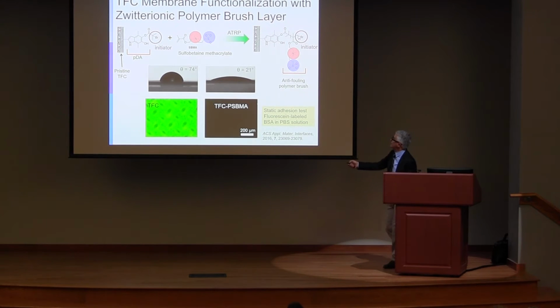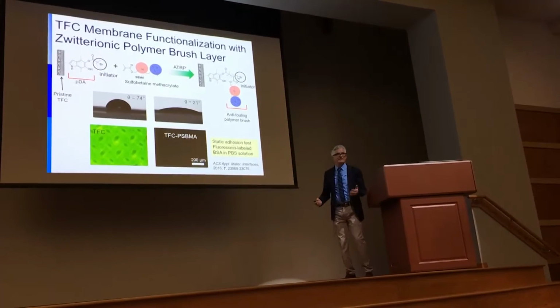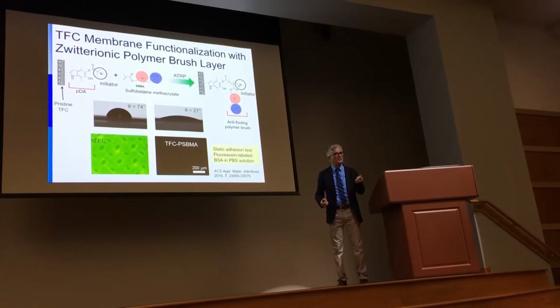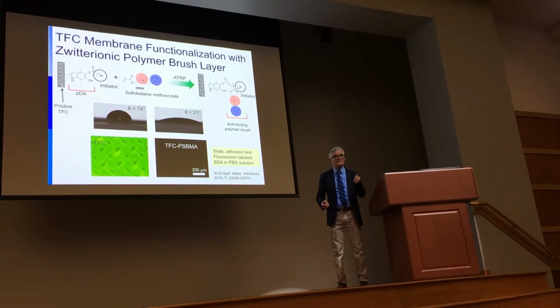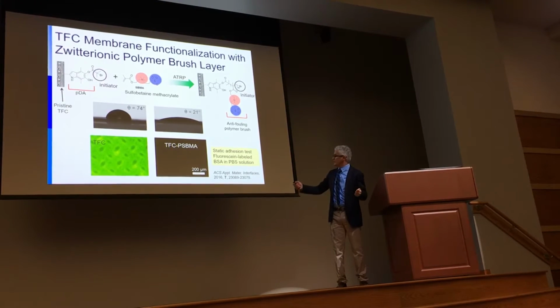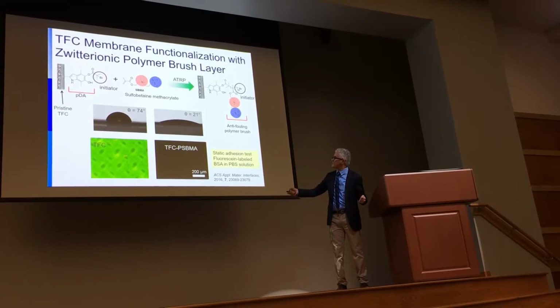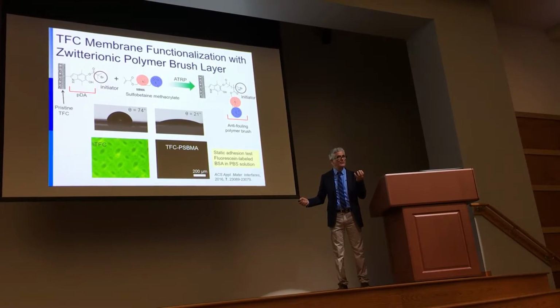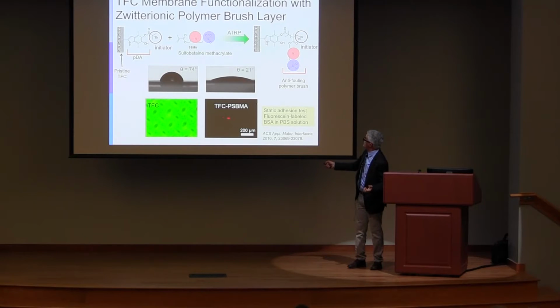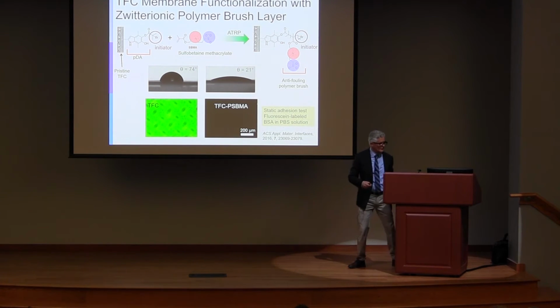This is just an example. The contact angle of the control membrane was 74. After modification with zwitterionic polymer brushes, it dropped to 21. We studied the adsorption of protein to the membrane, fluorescence tagged protein. You see the control membrane, all the membrane was covered with protein, the fluorescent green. The modified membrane, we did not see any protein stick to it. So you can improve the resistance to organic fouling through a hydrophilic modification.